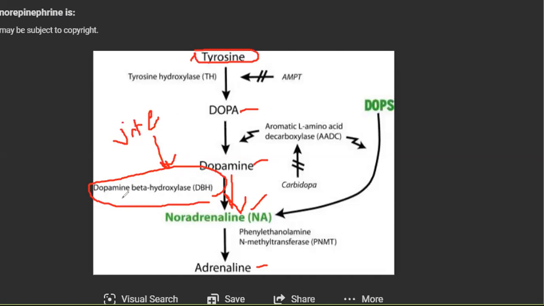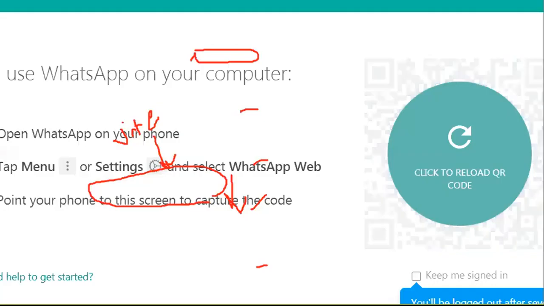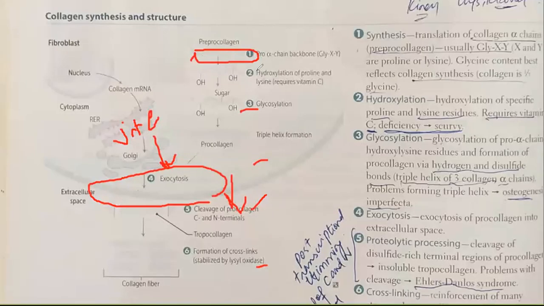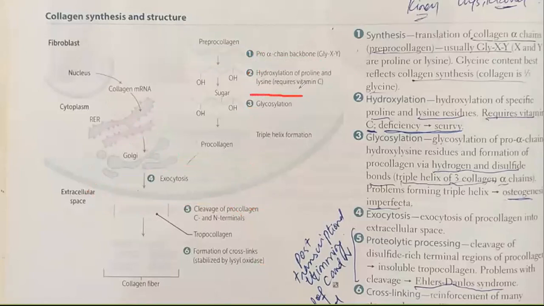Okay, so now I have just told you two important points regarding vitamin C. The first one I told you is that it is important in collagen synthesis. It is important at this level, the hydroxylation of proline and lysine.